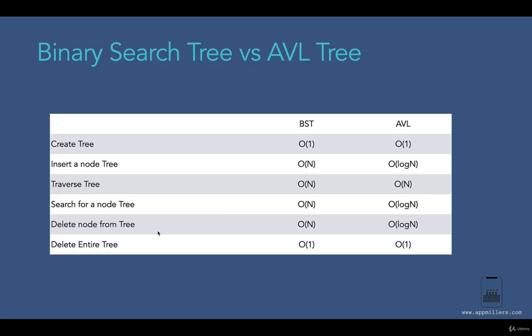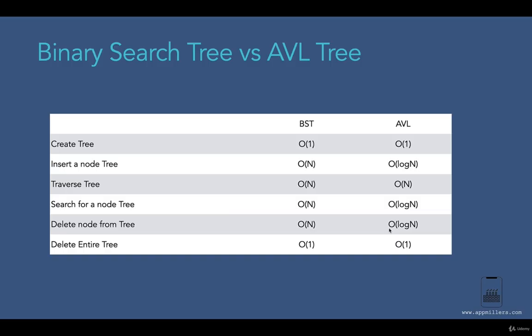Similarly, it's applicable for deletion of a node from the tree, because in this case, first we need to find the node, then we are deleting it. Whenever we are searching for a node in a binary search tree, in case the binary search tree is not balanced, it will take O(n) time complexity. In case of AVL tree, it is always balanced, so that's why it will take O(log n) time complexity.